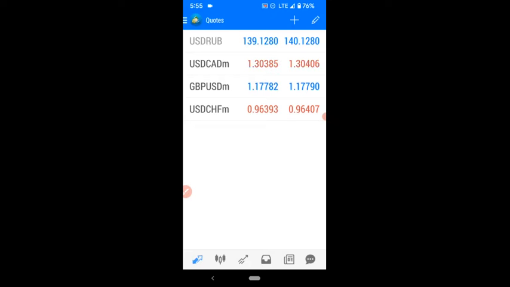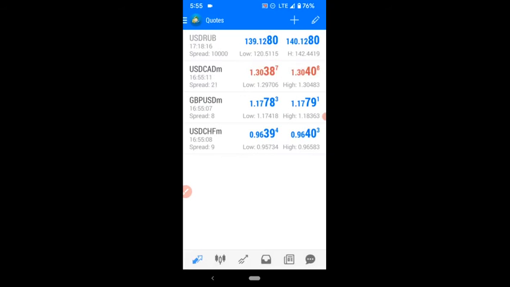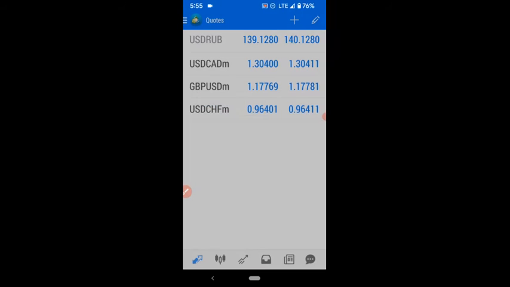Now, you can see that there are some pairs. To manipulate this, we have the simple view and the advanced view. This is the advanced view. It enables you to see the spreads of the currency pair at that particular time. But we'll be using the simple view.